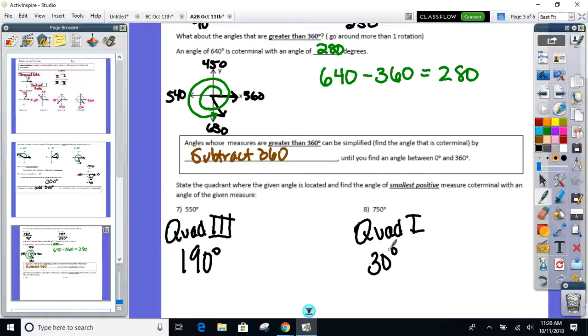Okay, what are the directions though? Smallest positive. Can you keep subtracting 360 and be positive? Yep. Okay, smallest positive. So keep going as far as you can go before you get into the negatives. How are we feeling about this? Not too bad? We're all good?